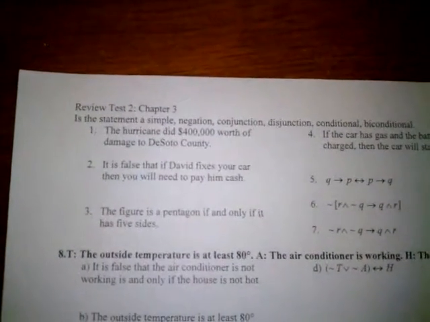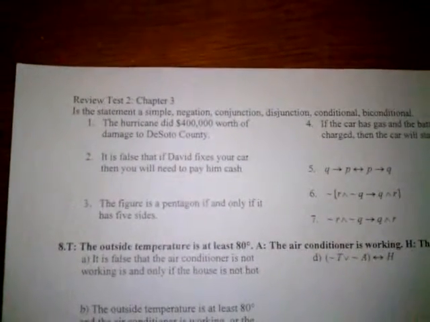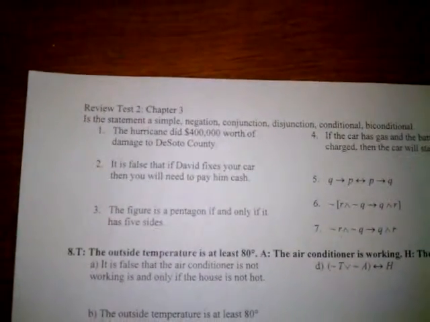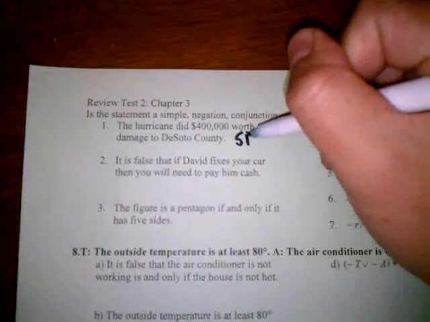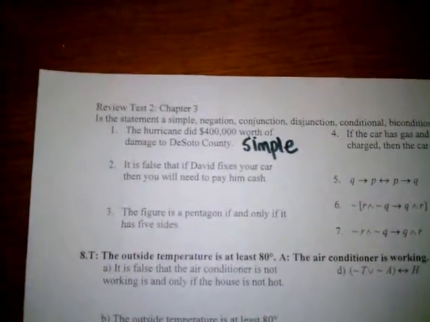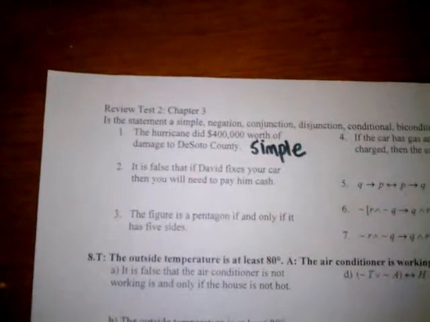So look at the first example. It says the hurricane did 400,000 worth of damage to DeSoto County. So in this case, this is actually a simple statement. The reason why this is a simple statement is because we don't have any connectives in it.